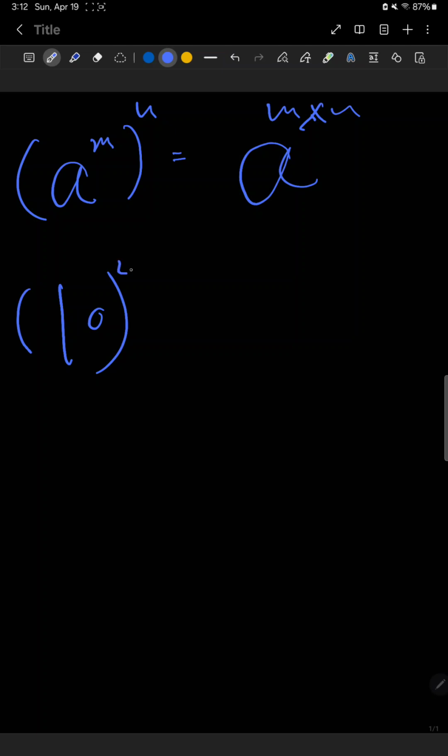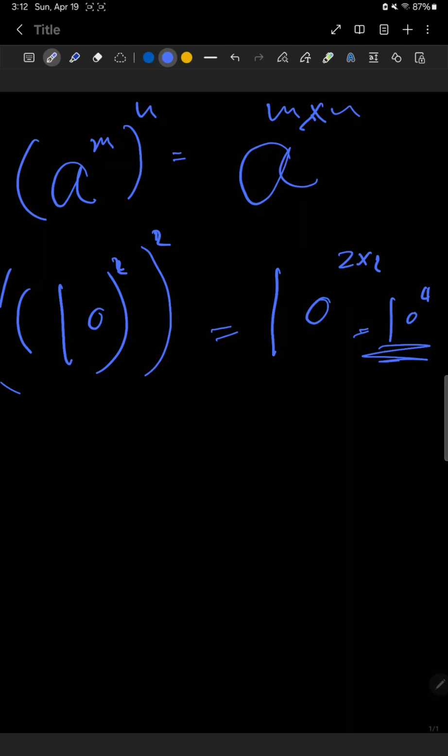For example, a to the power of m, and all to the power of n, equals a to the power of m times n. Okay? So, 10 to the power of 2, and all to the power of 2, equals 10 to the power of 2 times 2, which is 10 to the power of 4. Okay? I hope that was clear.